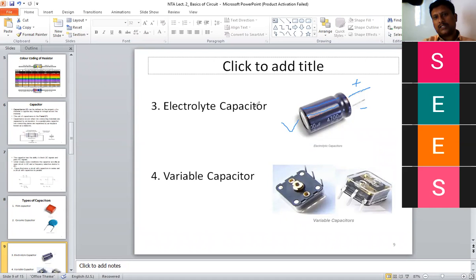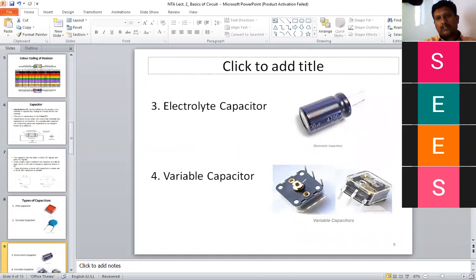Now these electrolytic capacitors are useful for charging. In most power supply designs, we use electrolytic capacitors. They are mainly available in millifarad, microfarad, or farad. Sometimes nanofarad, but mostly the available values are microfarad, millifarad, and farad.